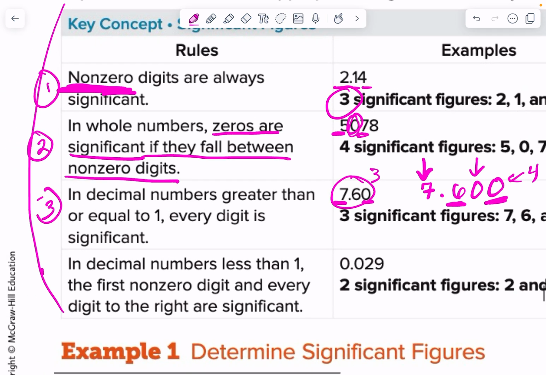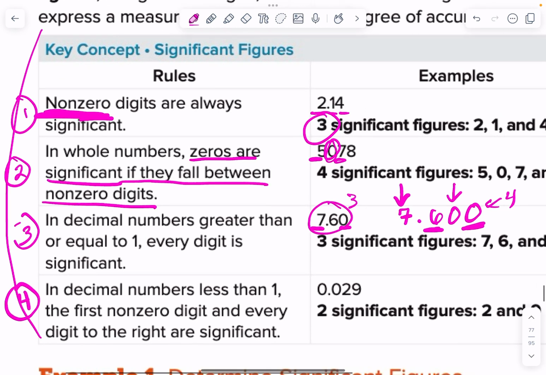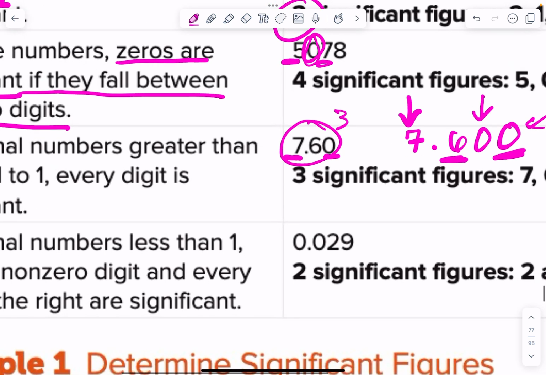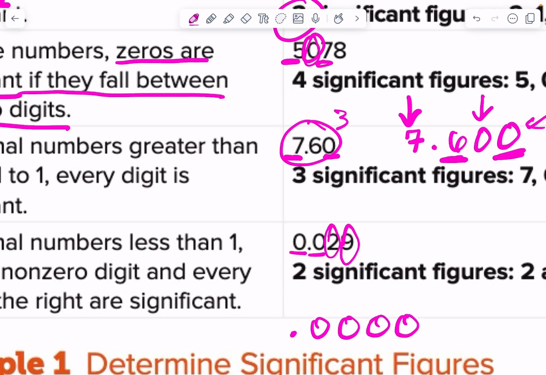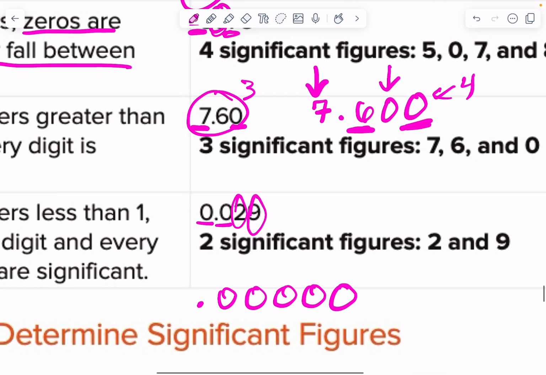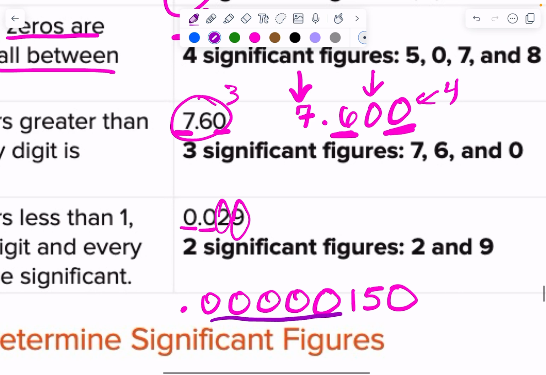Now, number 4 says if it's a decimal less than 1, so like 0 point something, right? If the zeros are just spacing the decimal, those digits are not going to be significant, okay? So this would only have a 2 and a 9 that would be significant, okay? It could be 0.00000, whatever. Let's say it was 150, right? Now, these zeros here are just spacing the decimal.